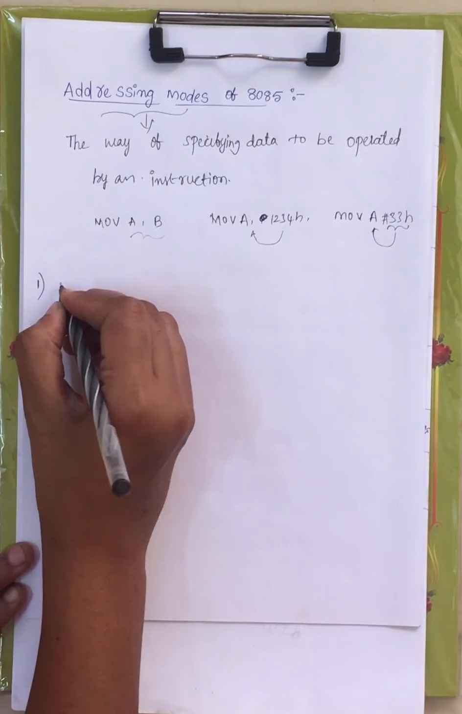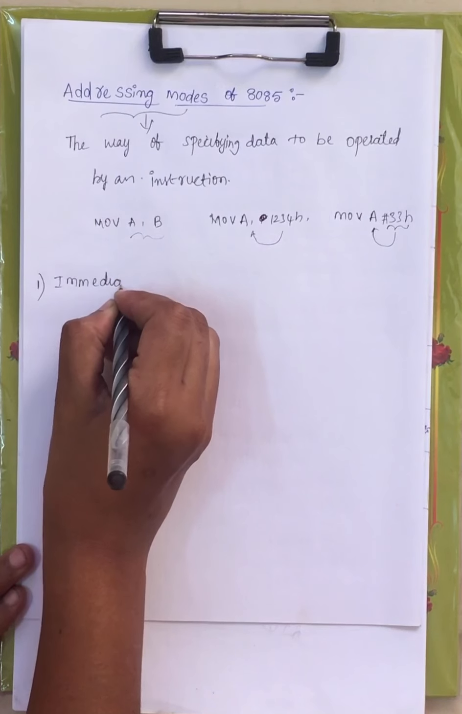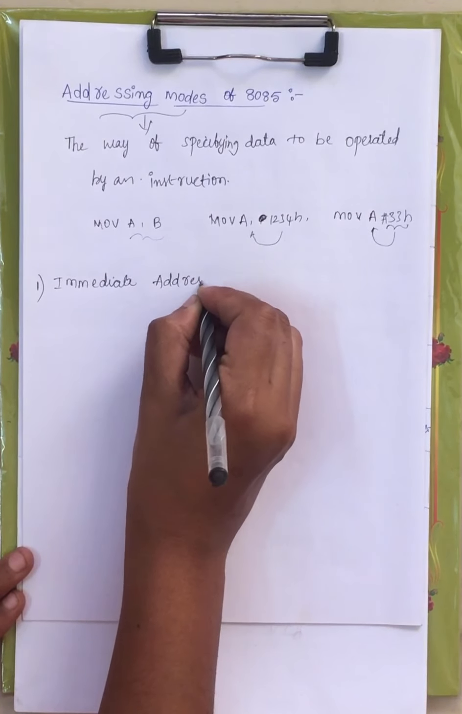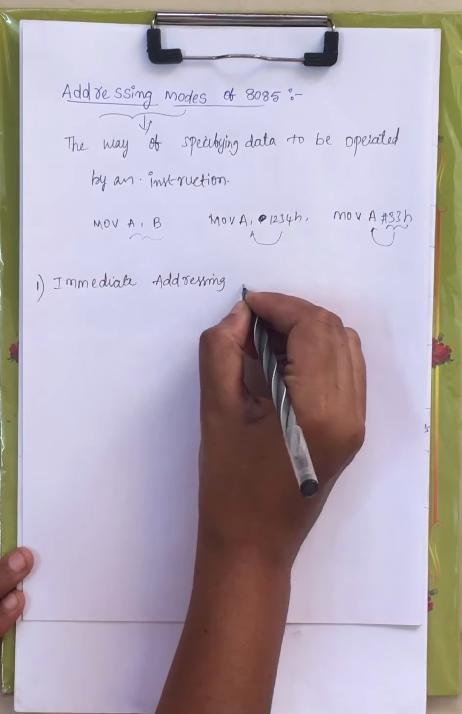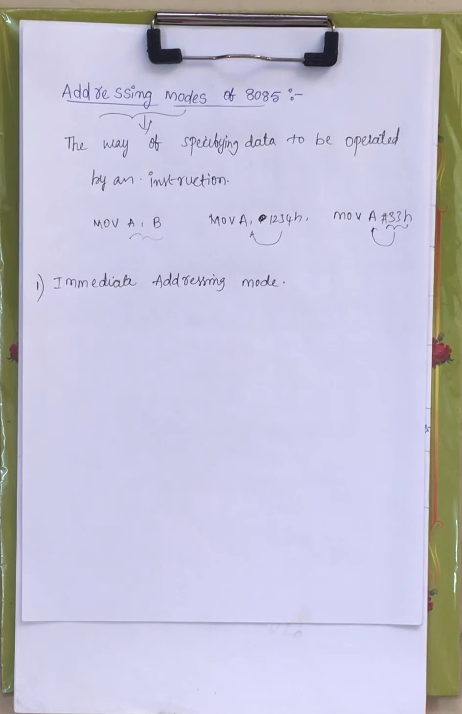Now let us see one by one. Coming to the first addressing mode, it is the immediate addressing mode, right? As I have said, what is meant by addressing mode? The way of specifying the data that is to be operated by an instruction.